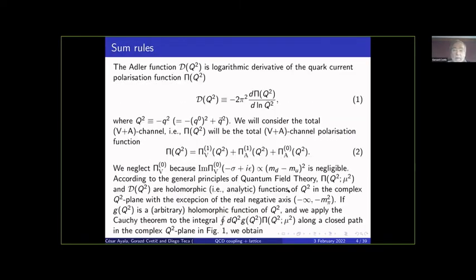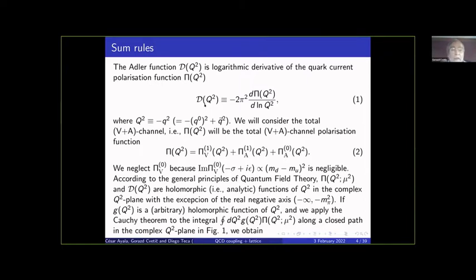Now the sum rules, just a short summary. The Adler function is the logarithmic derivative of the quark correlator for U and D quarks. This Adler function you have seen already in the previous talks, already in the talk of Nesterenko yesterday, etc.